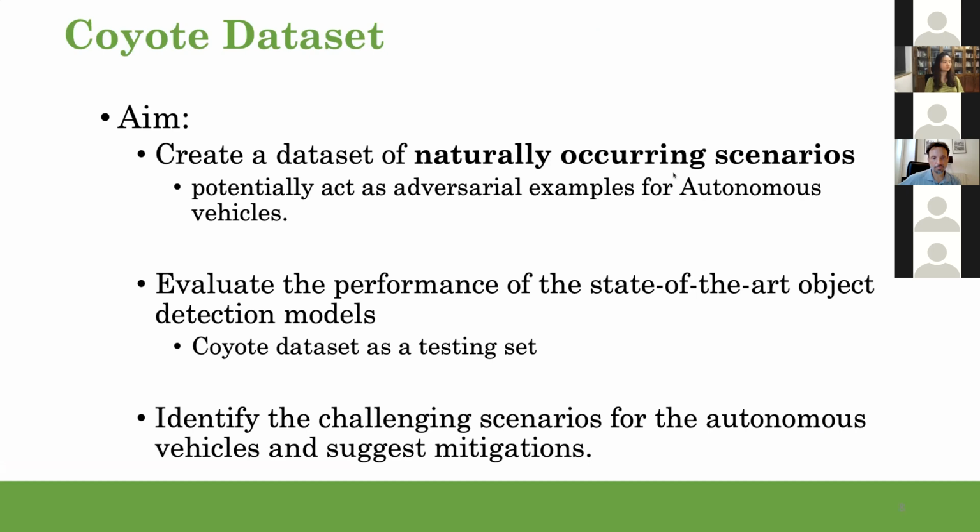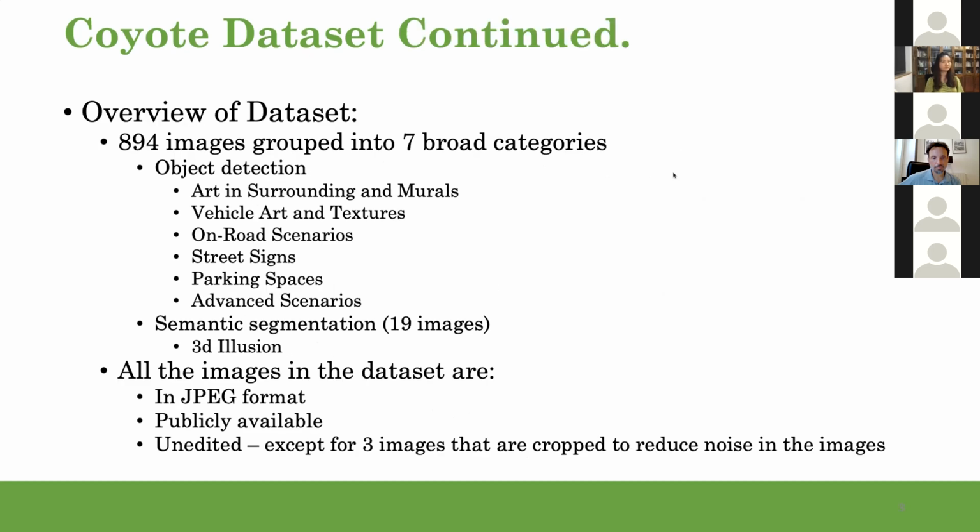In our work, we are not concerned with adversarial attacks through image modification, as the previous presenter mentioned, but with problems arising from edge cases that might not be well covered in the training sets, but that will occur in the real world. However, these can potentially act as adversarial examples for autonomous vehicles. We want to use this data set as a testing set for evaluating the performance of state-of-the-art object detection models, to identify the challenging scenarios for autonomous vehicles and suggest mitigation for those models.